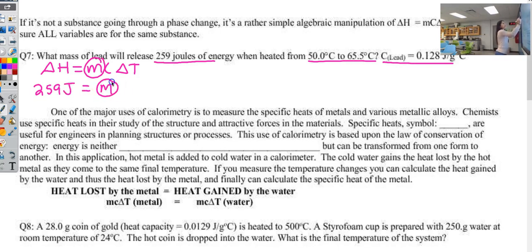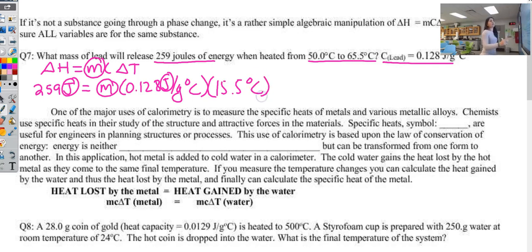I don't know my M, that's what I'm looking for. They tell me the specific heat of the lead is 0.128 joules per gram degree Celsius. Always double check that my units match here, because otherwise it won't cancel out when you go to the algebra. And then my temperature change is 15.5 degrees Celsius, since it goes from 50 to 65.5.